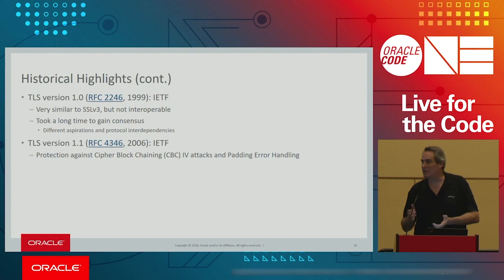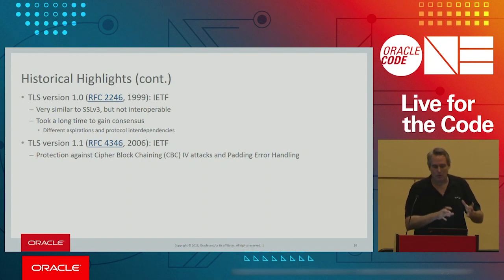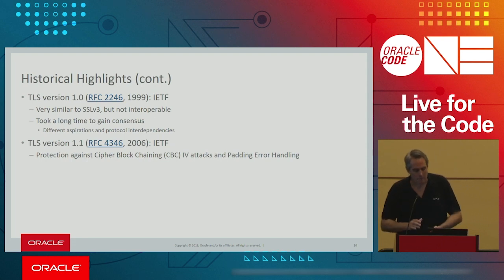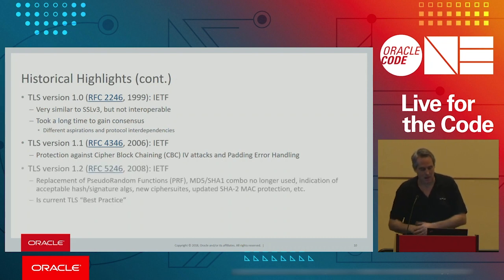But it did take a long time to get the consensus because there were some competing factors that went on as well. As that came out and became more used, about 7 years later, somebody said, oh, wait a second, there's a problem with the way you guys are doing your encryption, and maybe we should take care of that. There was a cipher block chaining issue that becomes important a little bit later. So it took care of the IV attacks, initialization vector attacks, and also some padding attacks.